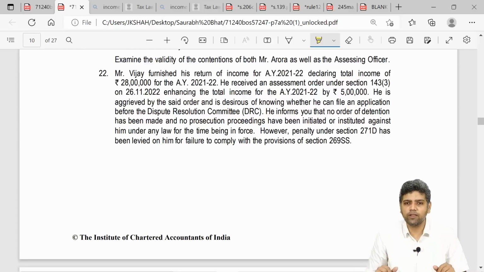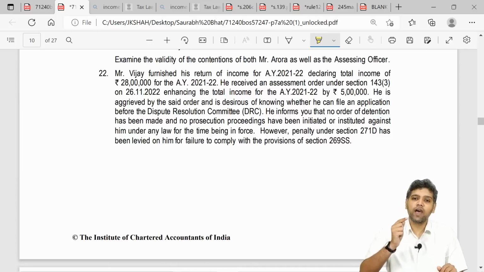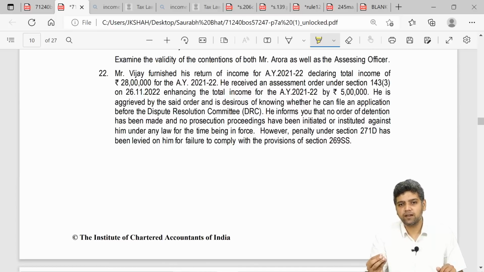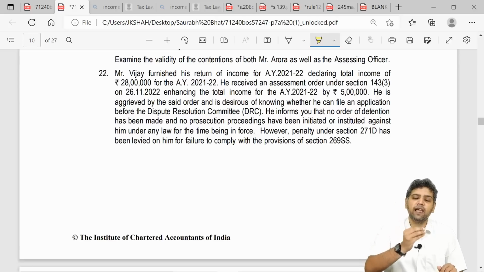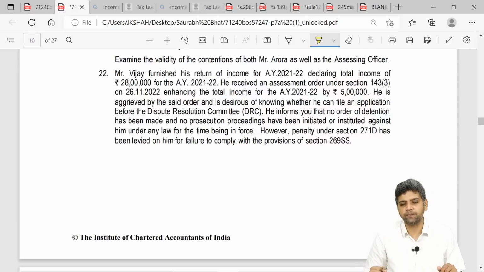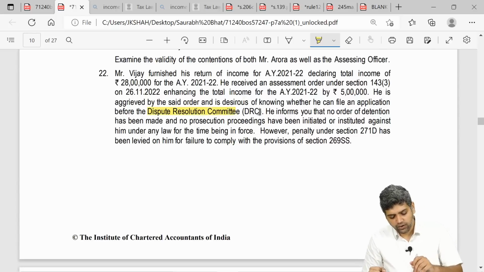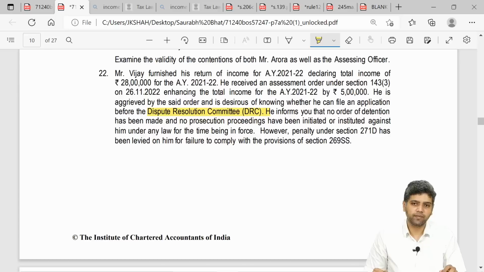We don't want to help all these people who are doing big level fraud or big level tax fraud. Rather, we want to have a forum where small marginal assessees who are getting unnecessarily harassed, this forum will help such kind of assessees, small assessees, marginal assessees. And that particular forum is called the Dispute Resolution Committee.